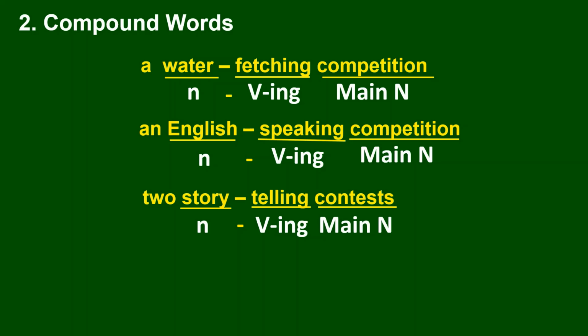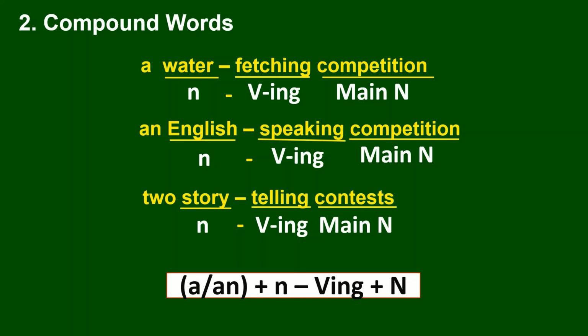So the general form of compound words is a, an, and a noun with the verb-ing form and the main noun. Is it clear for you? Okay, that's good.